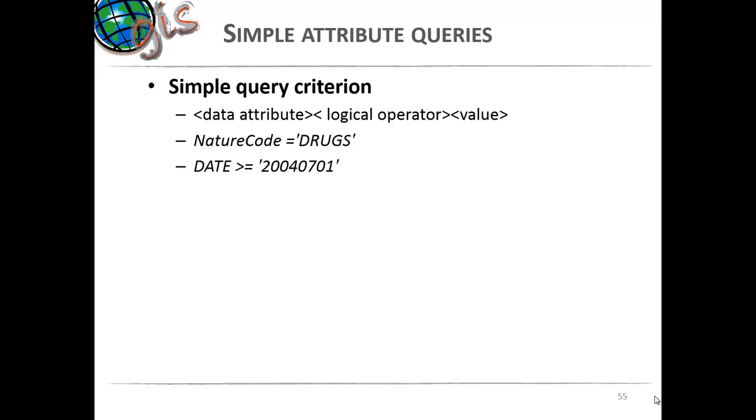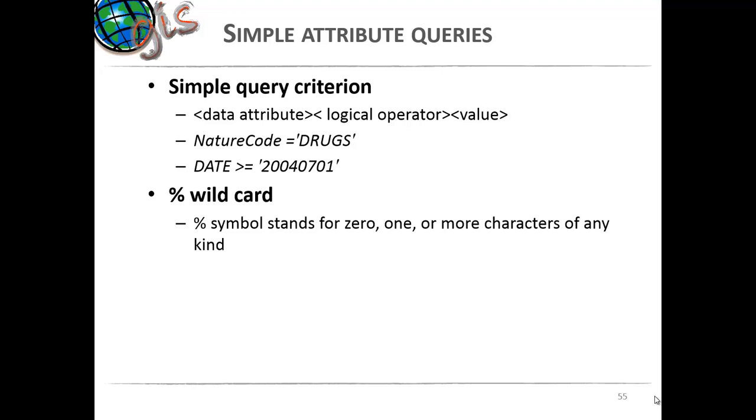Another example: the date is greater than or equal to 2004 July 1st. So these are simple queries which are written based on the attribute data, and then we'll see what the results will be.